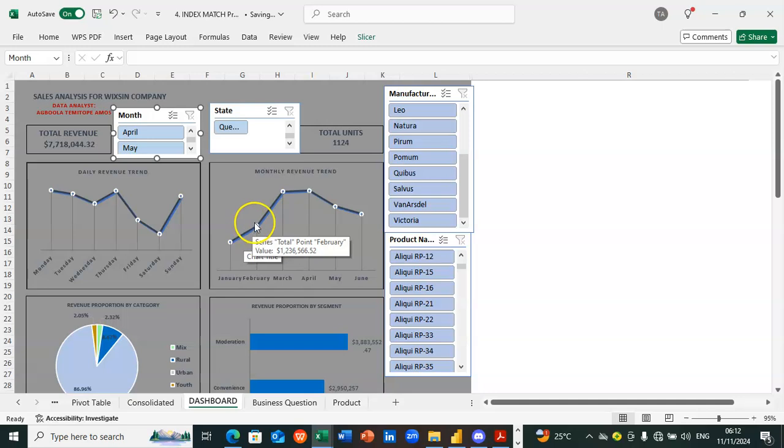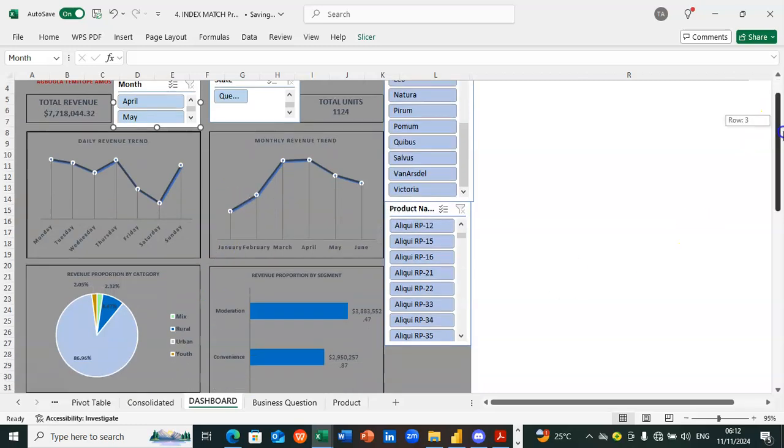Starting from January, we have slight growth. February, until we get to March, we have the peak, March and April. Then a drop till June, even though the drop is not as low as where we started from in January.